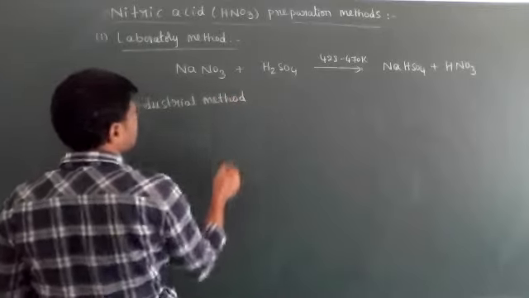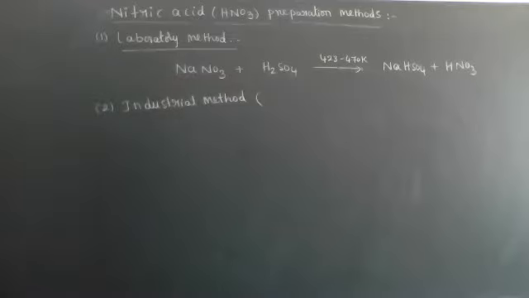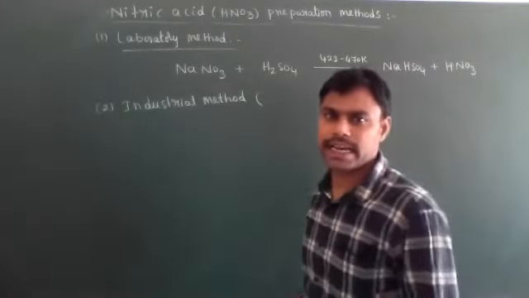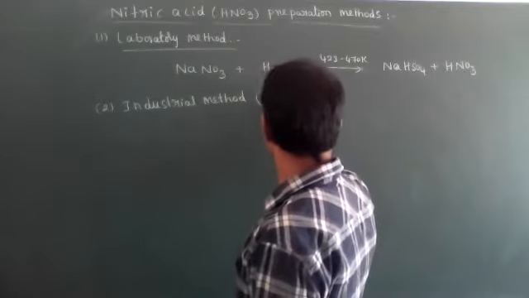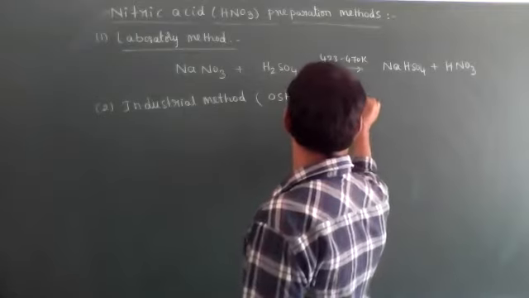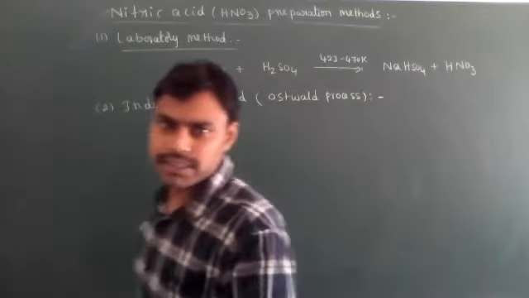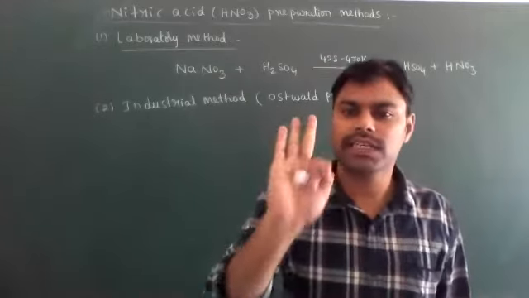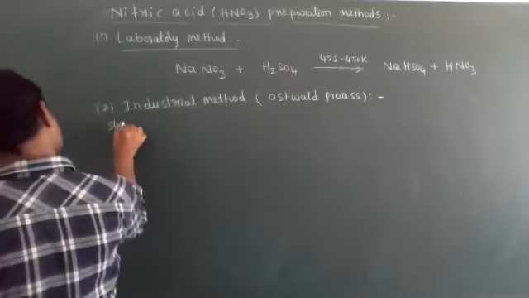In the industrial method, like ammonia in the Haber process, for the synthesis of HNO3, nitric acid, in the industrial method, that name is the Ostwald process. Okay, it is very clear. Now, in this Ostwald process, for the preparation of HNO3, three important steps are present. So, the first one is step 1.